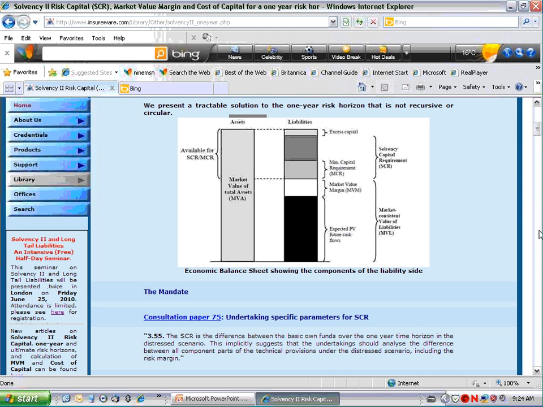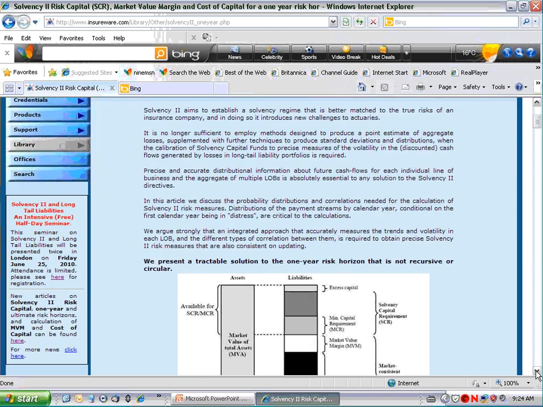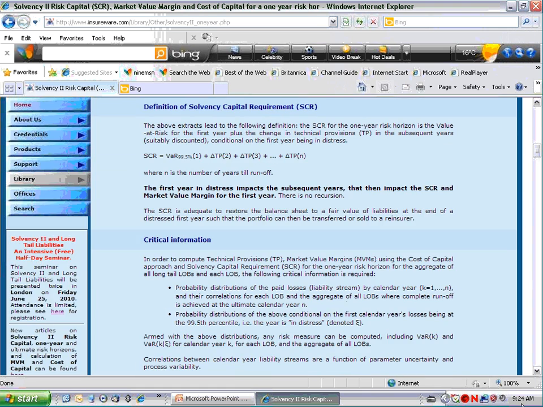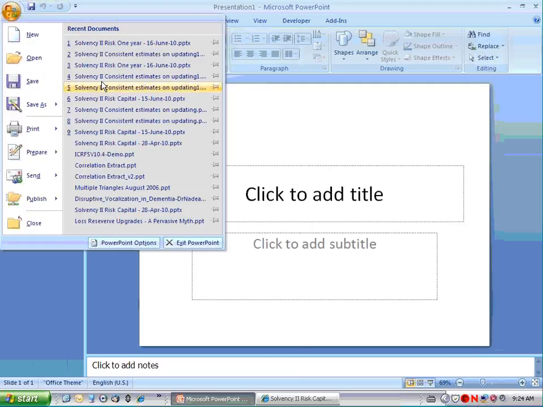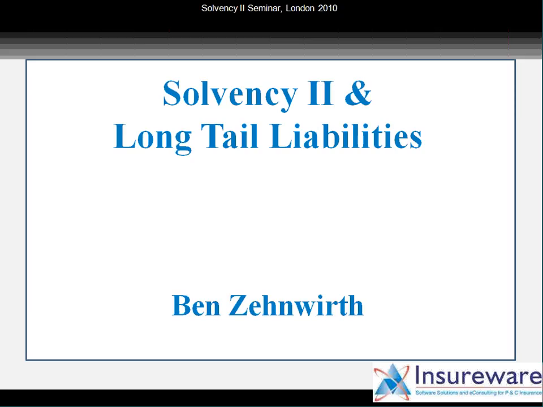And this is something that you can look at any time you like. But I've also designed a PowerPoint display, and this is where we are going to spend most of our time in this session. So let's go to my PowerPoint display. Let me open it. Solvency II 1-year risk horizon. And we're going to skip quite a few of these transparencies.